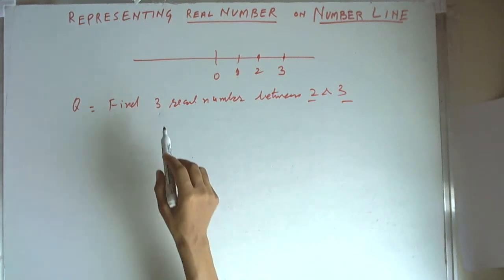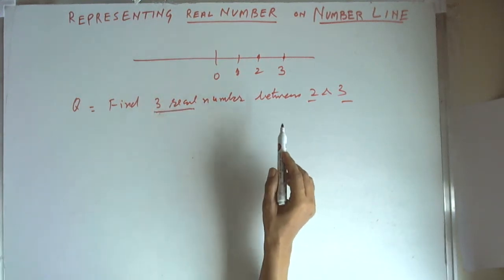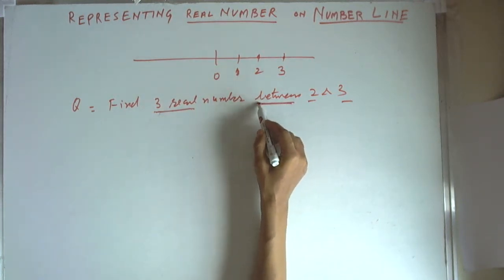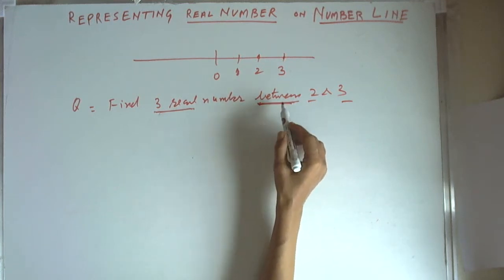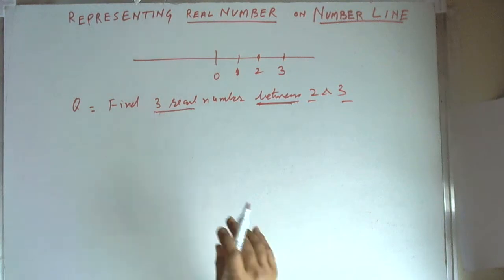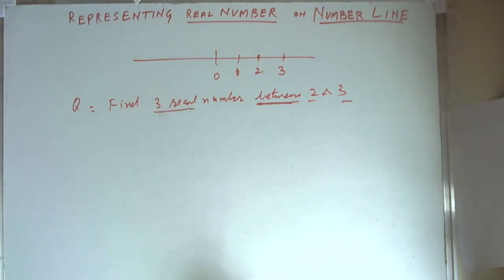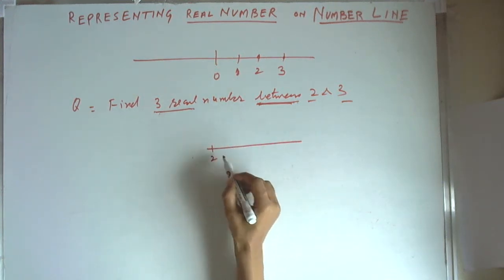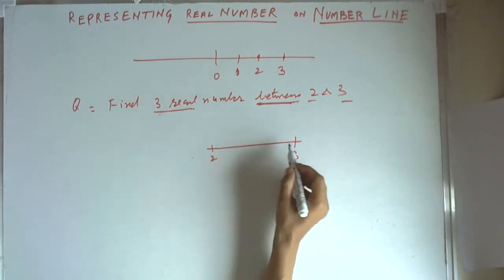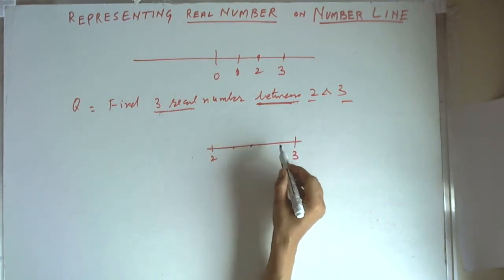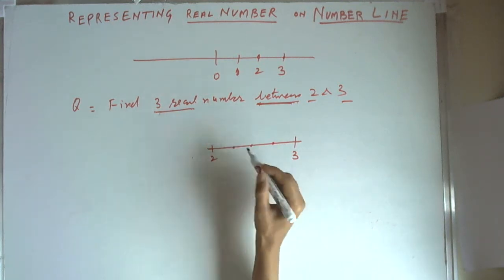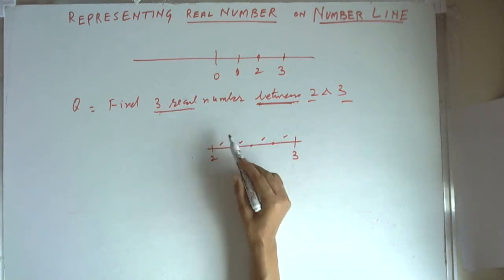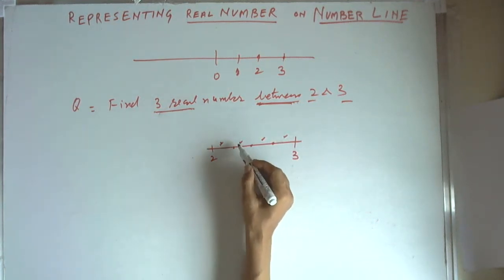Now in this case, what we are expecting is three real numbers which are equidistant. Normally when we say between, sometimes the paper examiner is expecting us to give the equidistant points. So here, let's say this is 2 and this is 3. If we have to have three equidistant points, it will be like this, and therefore these distances will be equal. That is the meaning of equidistant points.